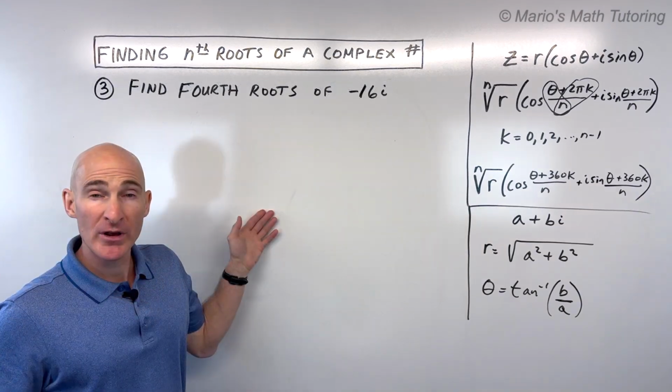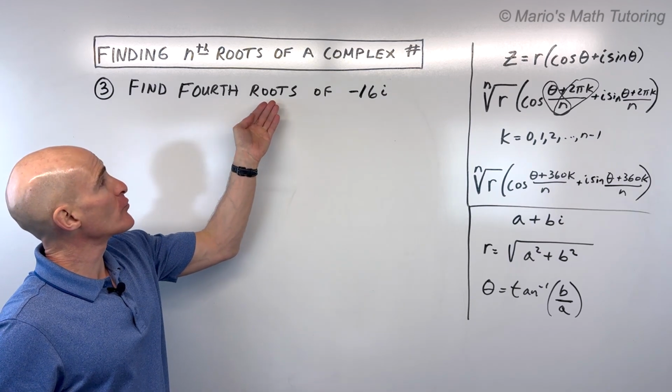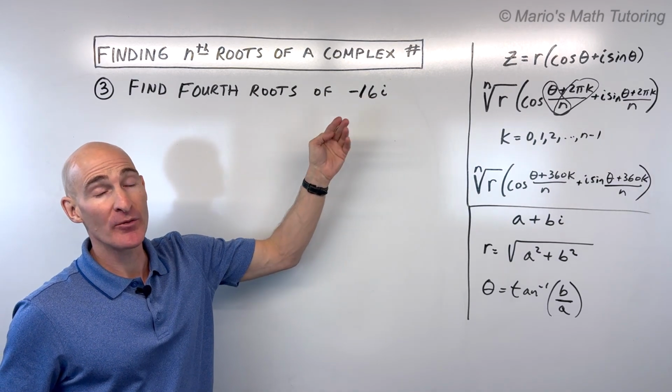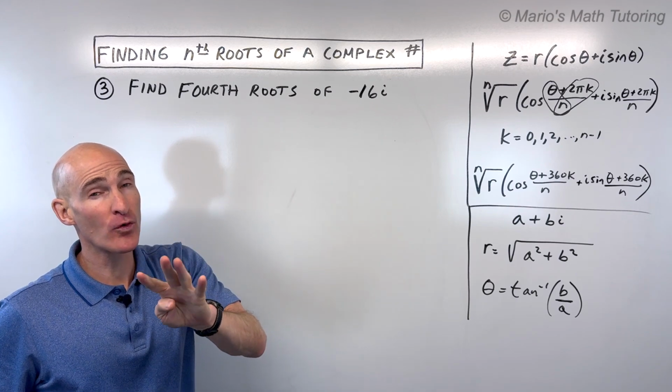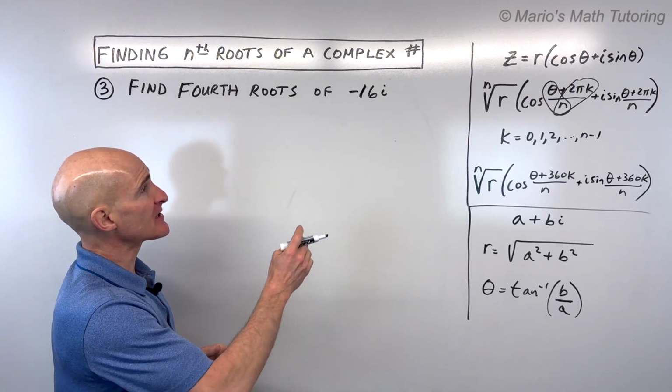For example number 3, if you're getting the hang of this, see if you can do this one on your own. But we're going to find the 4th roots of negative 16i. So because it's the 4th root, we're going to be getting 4 solutions. And this one's kind of interesting because it's kind of a simple one, right?